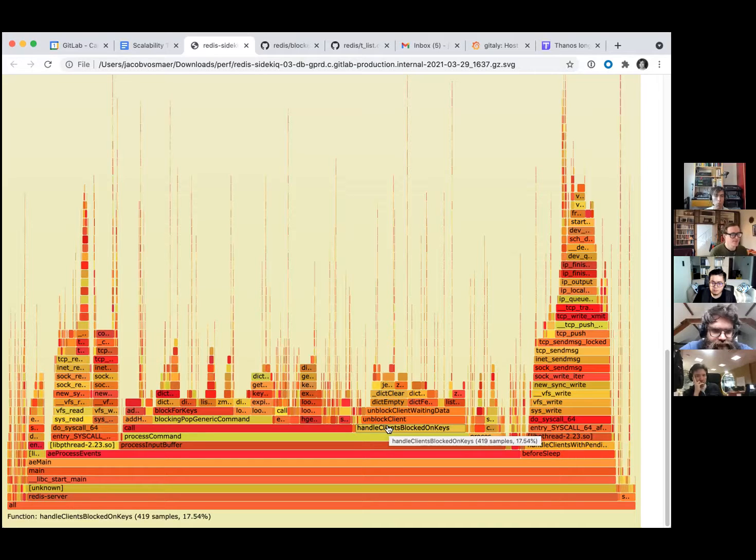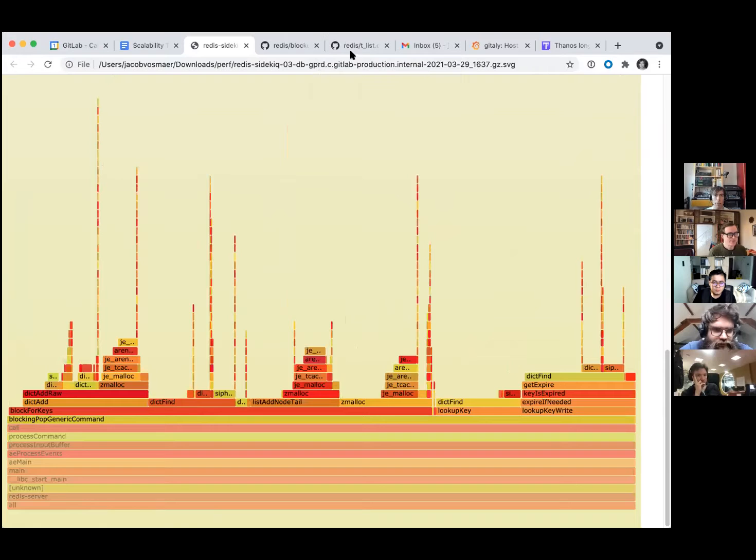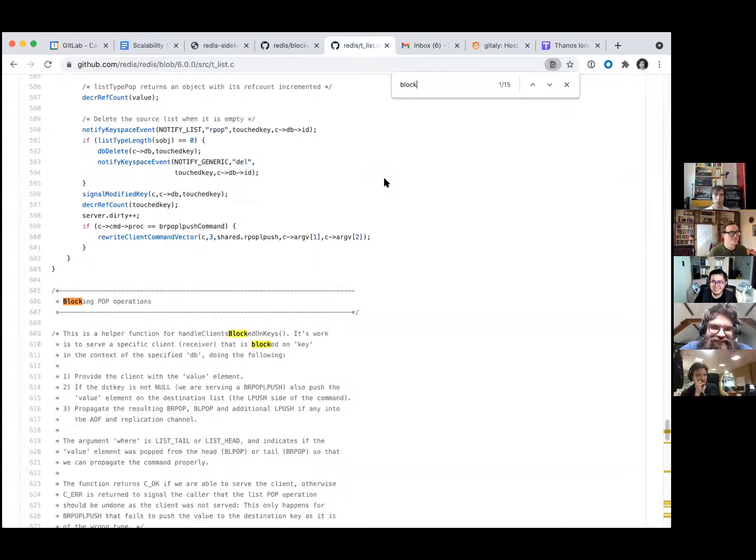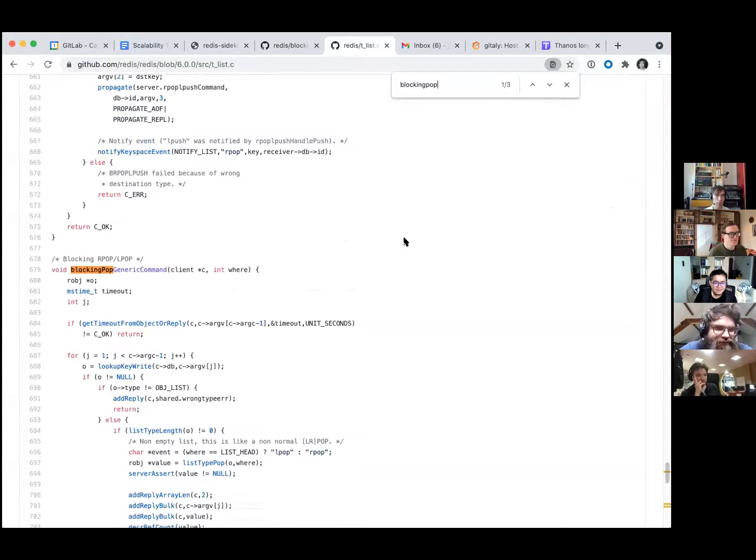That's where a lot of the time goes. So what I did then is to look up what those things do. For instance, blocking pop generic command. Sorry, I try to get to the tabs and then this Zoom thing comes down and I can't click a tab. Blocking pop. Here we go.